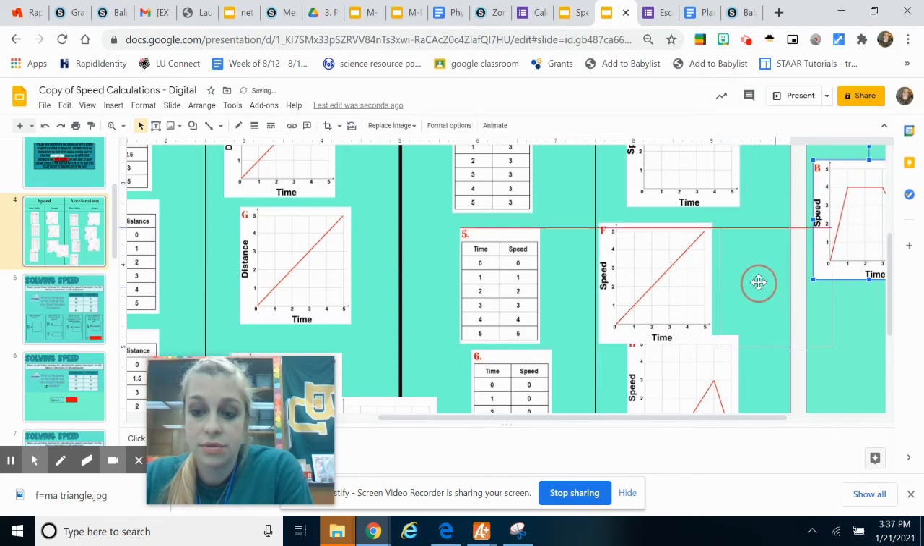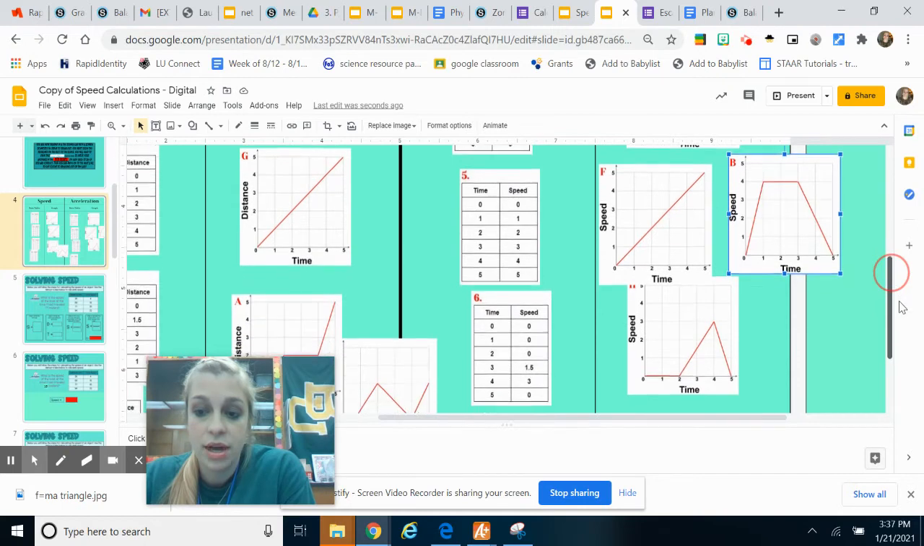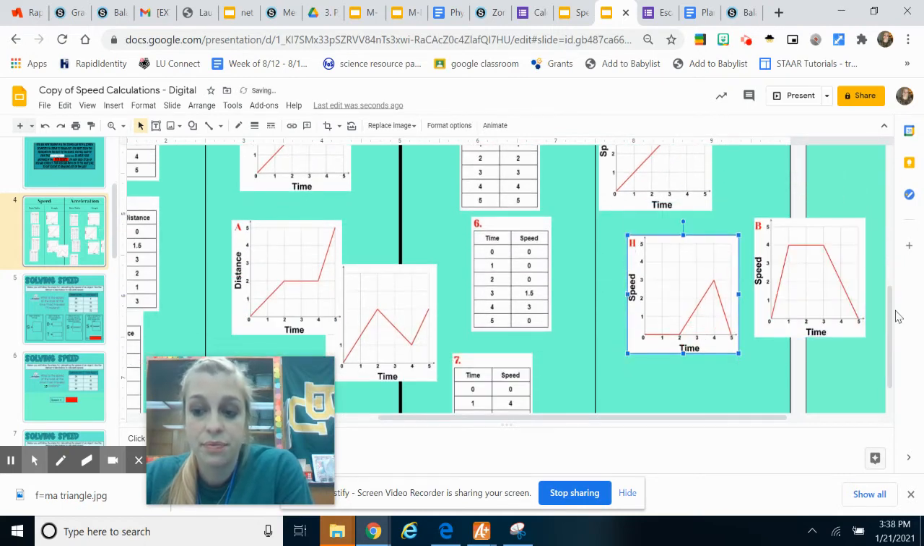So it's one of these two. We're looking for the graph that shows that at a time of 1, the speed is at 1. Time of 1, speed at 1. All right, so F is my graph. So I'm going to leave these two for y'all to sort.